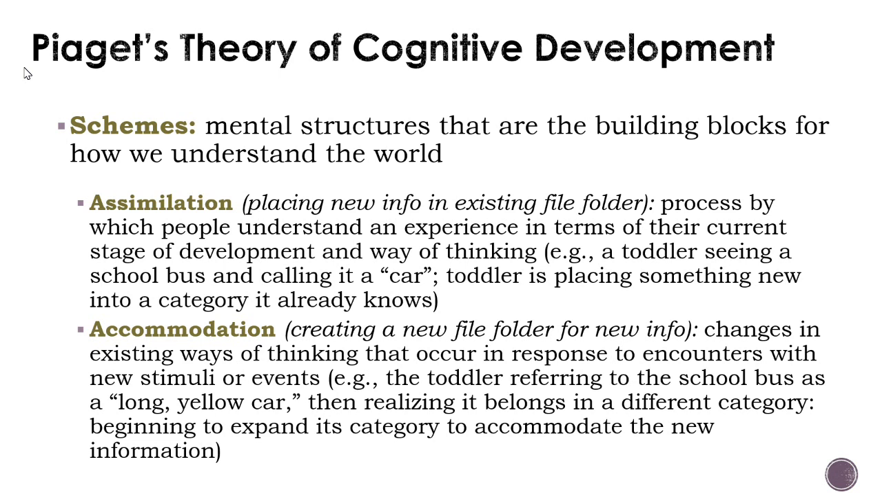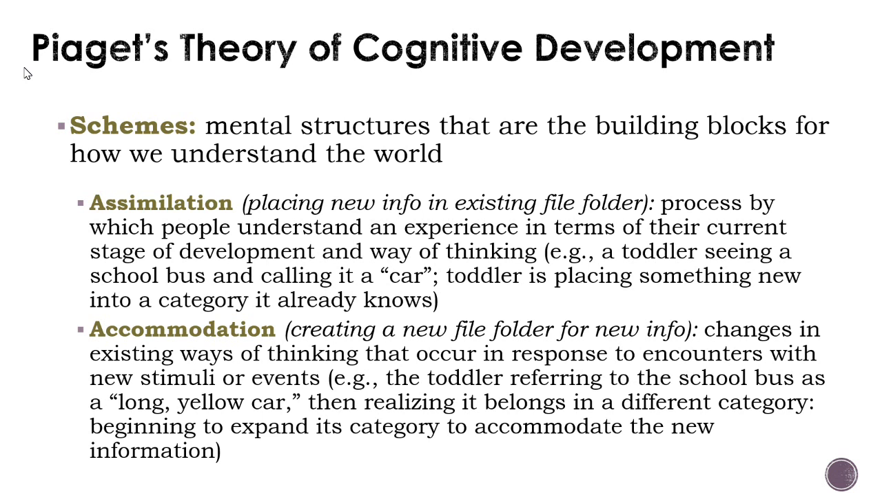All right, so let's talk about some of Piaget's concepts under his theory. First of all, he said that we learn things by developing schemes. These are mental structures that are the building blocks for how we understand the world. You can kind of think of schemes like a template, okay, or a skeleton. It basically just kind of gives us a basis, a starting point, if you will. And there's two different types of schemes that Piaget said that infants and toddlers use as they are gaining knowledge.